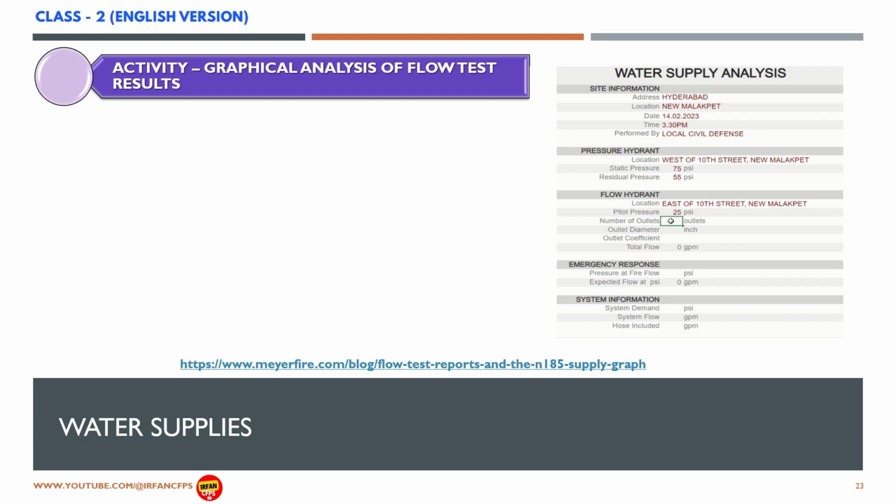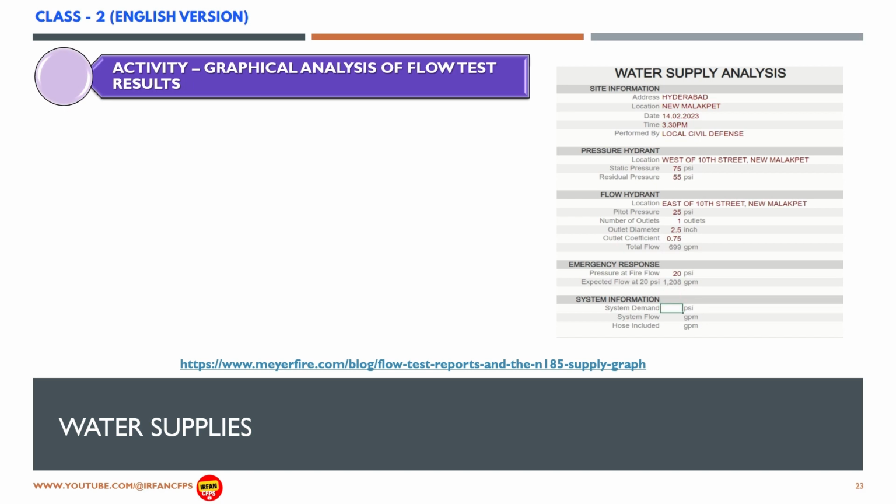Number of outlets we'll consider as 1. Outlet diameter will be 2.5 inch from the hydrant. Outlet coefficient, let's say 0.75, then the total flow would be 699 GPM. Pressure at fire flow, considering 20 psi, the expected flow at 20 psi would be 1208 GPM.